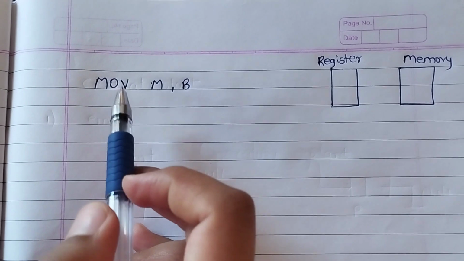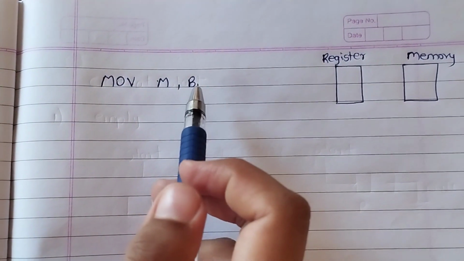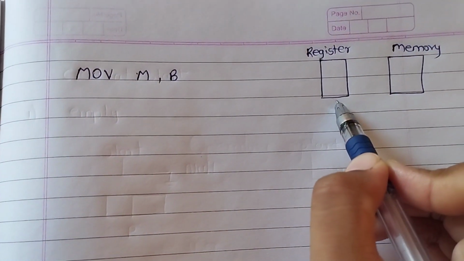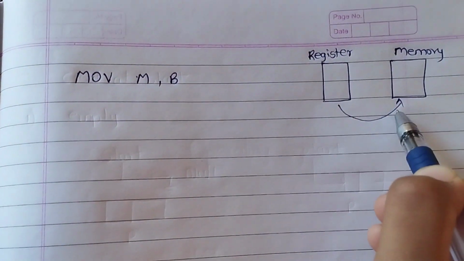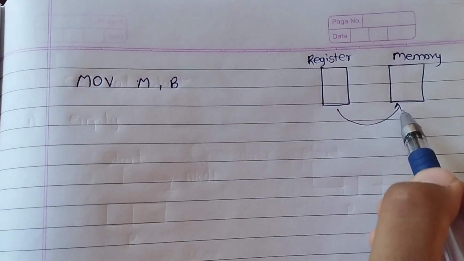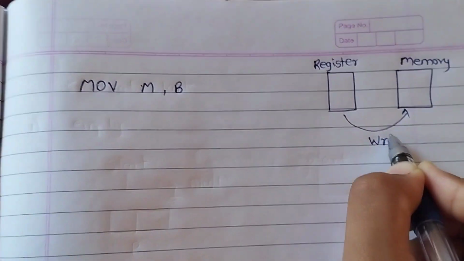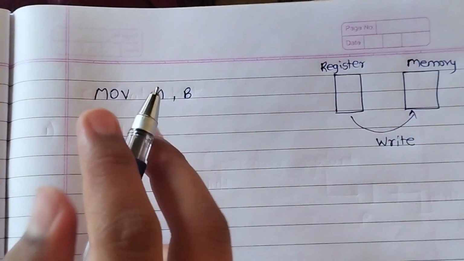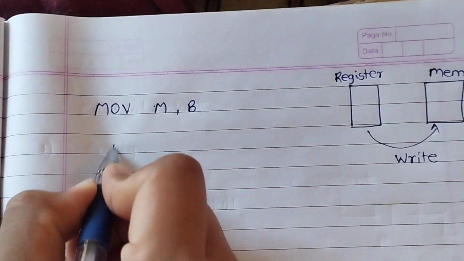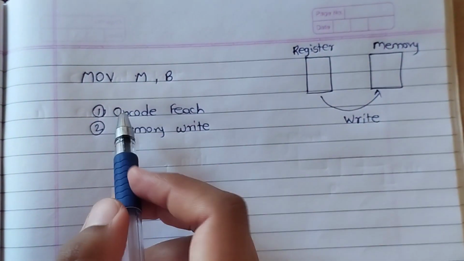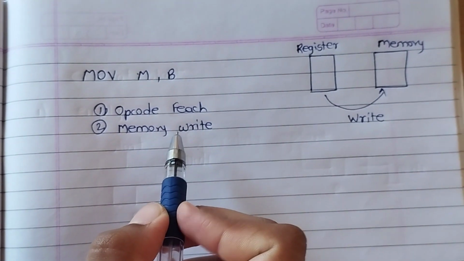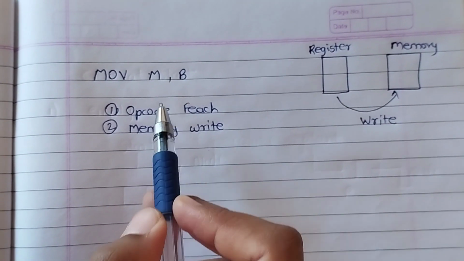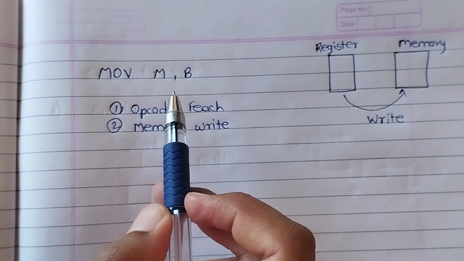So now the instruction is MOV M,B, which means we want to move the register's data to the memory, so we go from register to memory. We know that when we go from register to memory, we perform a write operation. So for this instruction we want two machine cycles. First is opcode fetch and second is memory write. These two machine cycles we use for this instruction. Now we directly draw the machine cycles quickly.